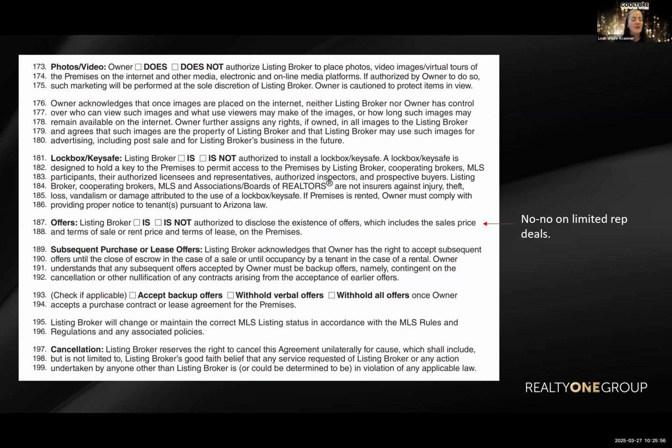So based on that, the sellers have a couple of choices. Accept backup offers, okay, that's usually the additional clause addendum. Withhold verbal offers, I'd say that's probably a good one.